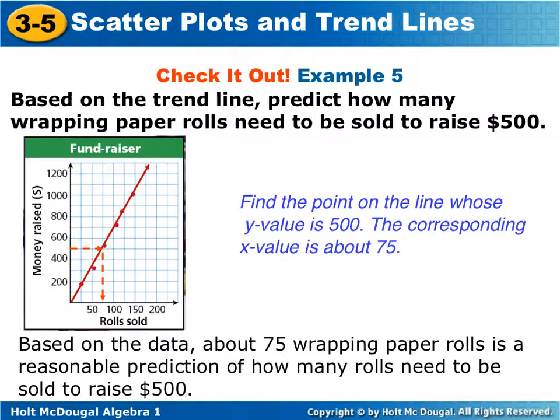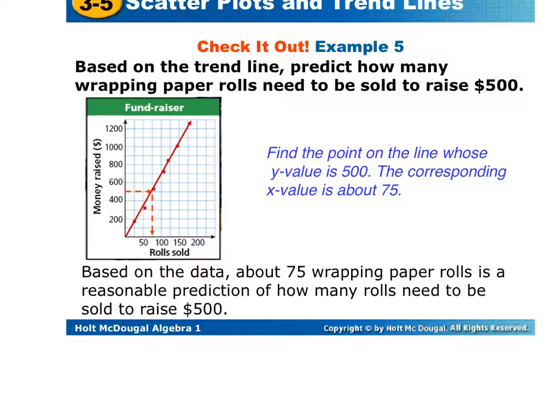For this one, they're asking us to find out how many rolls of wrapping paper. So this time we're going to look at the y-axis, find the 500, and then follow it down to the x. And we can see about 75 wrapping paper rolls. So this is used to predict.